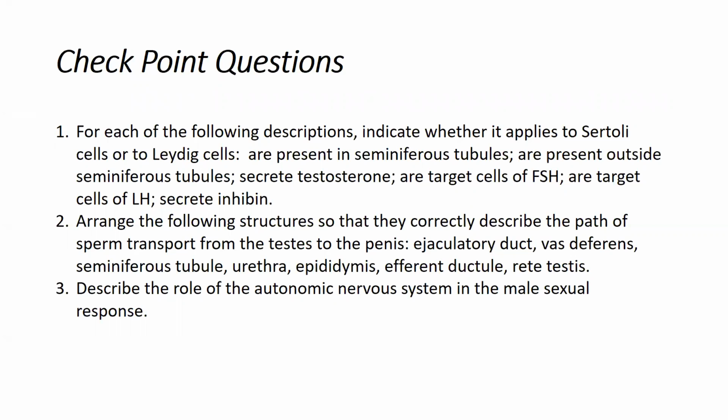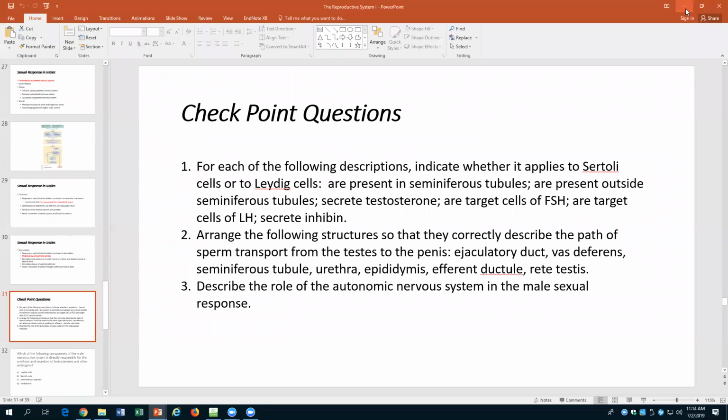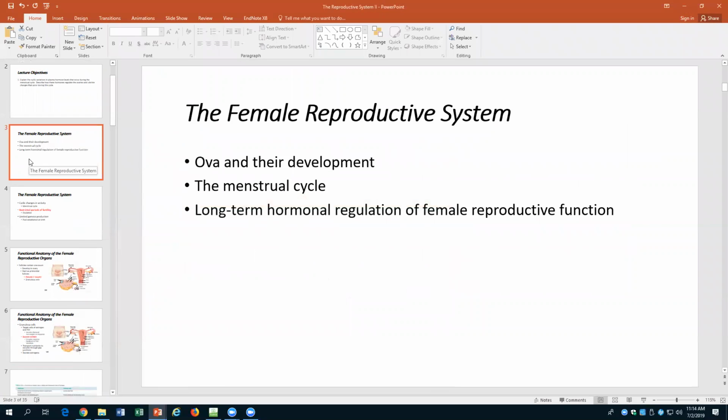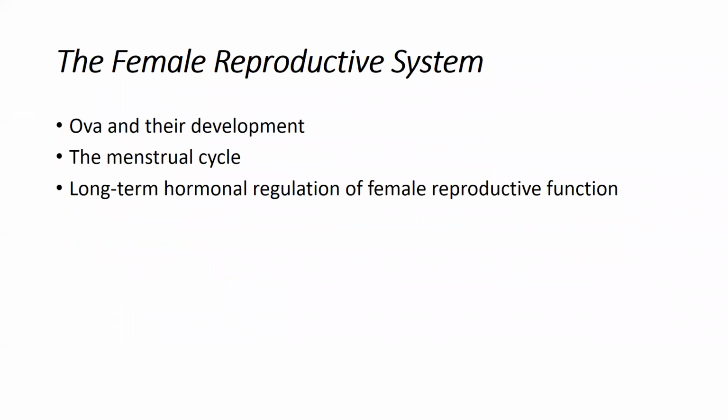Let's talk about the female structures, the female reproduction. Here we're going to talk about ova and how they develop. We'll talk about the menstrual cycle, right? That cyclical period of 28 days where we have lots of changes, not only hormonally, but in the ovaries as well as the uterus. We'll talk about those changes. And then we'll talk about hormonal regulation in terms of the long-term regulation in female reproduction.